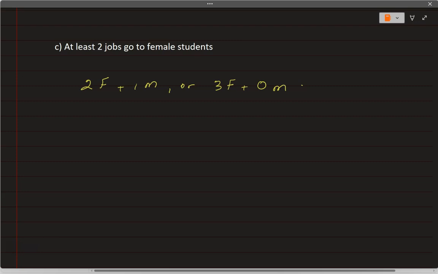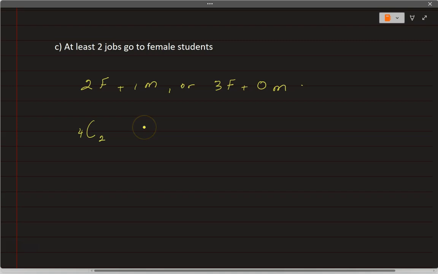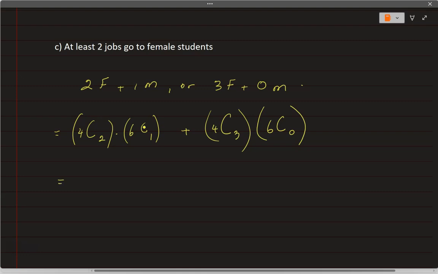All right, so in the first case, we got 2 female out of how many students? Out of 4, 4 choose 2, and then you multiply that by 6 choose 1 for the male. So that's the first one. This or means plus. And then you include the other one. So that would be 4 choose 3, and then this would be 6 choose 0. Then you do the math on that one, and your answer will be 36 plus 4. All right, so that's the first question.